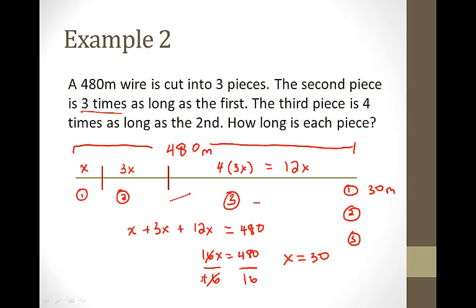How about piece 2? Piece 2 is 3 times piece 1. So 3 times piece 1 would be 90 meters. Now piece 3 is 4 times piece 2. So what's 4 times 90? 360. You can use a calculator if you need to. But 4 times 9 is 36, and bring down your 0. 360.